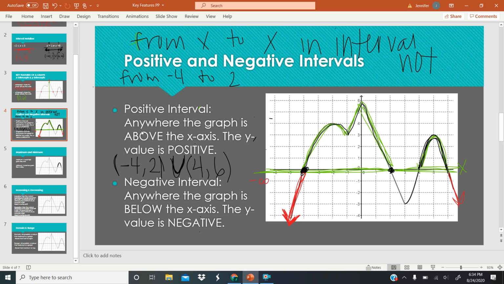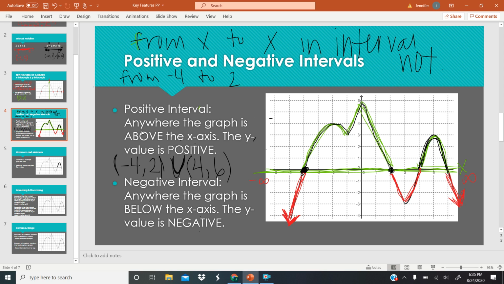So then the next place that it becomes negative or below the x-axis again starts right here at 2 and goes up to 4, and then starts again at 6, and it goes on forever until it hits that positive infinity. So the way that I want you to think about it is you're going from negative infinity to x equals -4. And then you're going from x equals 2 to x equals 4, and from x equals 6 to infinity.